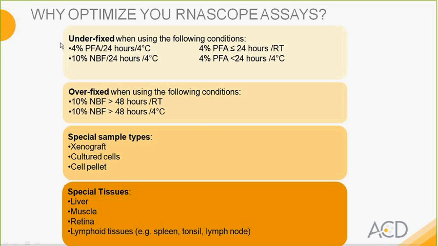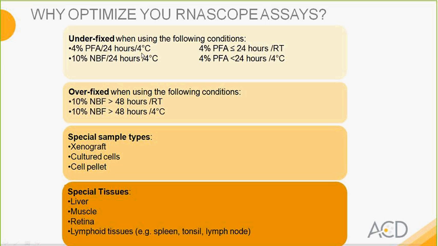Many of you may wonder why we recommend optimization. The following are some of the points to review before performing your assay and determining when to optimize. Some of the conditions that will require optimization are when samples are underfixed. The following conditions we have found to be underfixed for RNAscope.